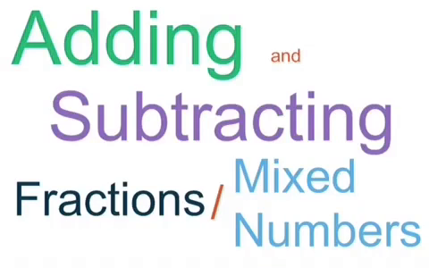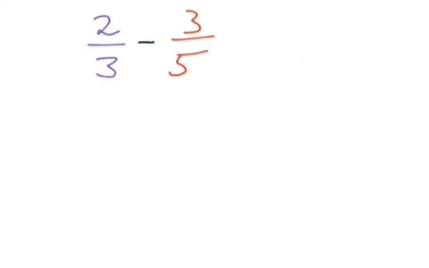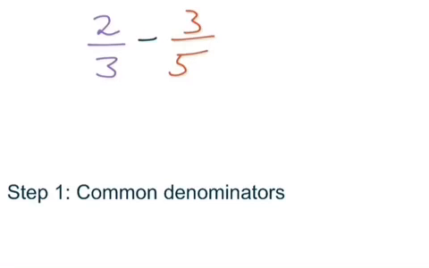Adding and subtracting fractions and mixed numbers. So we're going to take 2/3 and subtract 3/5 from that fraction. And we want to remember our process steps as we do this. The first step is that we need common denominators. When you add or subtract fractions, you have to have common denominators.